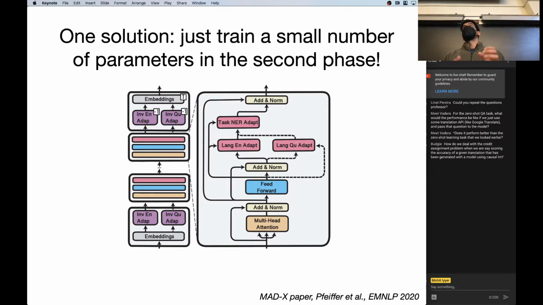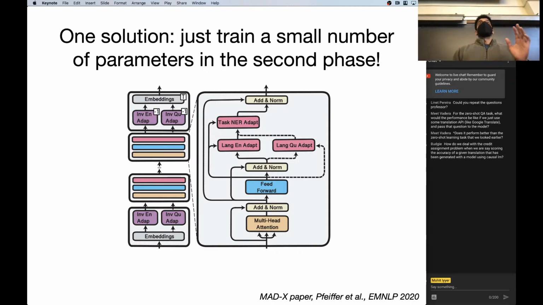If I wanted to do any other language, I would just swap out this Korean adapter module for a different language adapter module. These adapters are very similar to the prompts that we saw in previous work. And nowadays there are people working on prompt-based learning in multilingual scenarios, which is also going to be very interesting if that works.